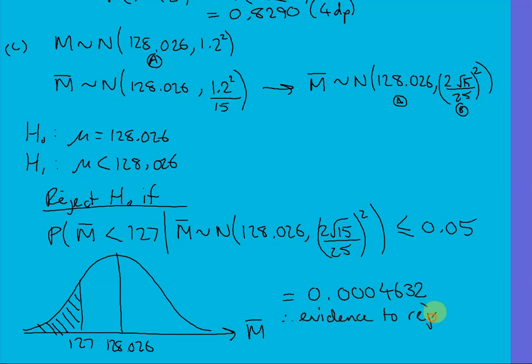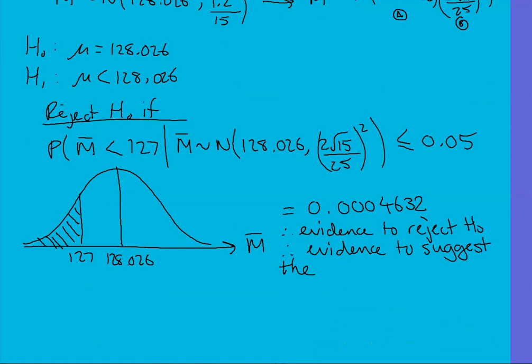So therefore, there is now evidence to reject the null hypothesis. Therefore, there is evidence to suggest the mass is lower, lower than the population. So we do these sample means to see if that sample is reflective of the population. In this case, it wasn't.